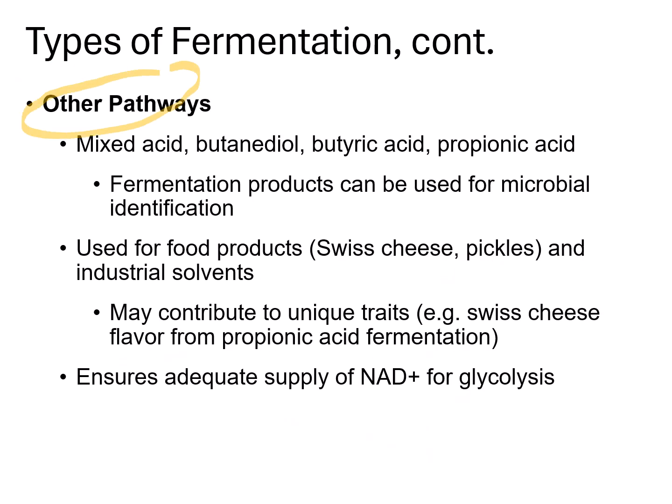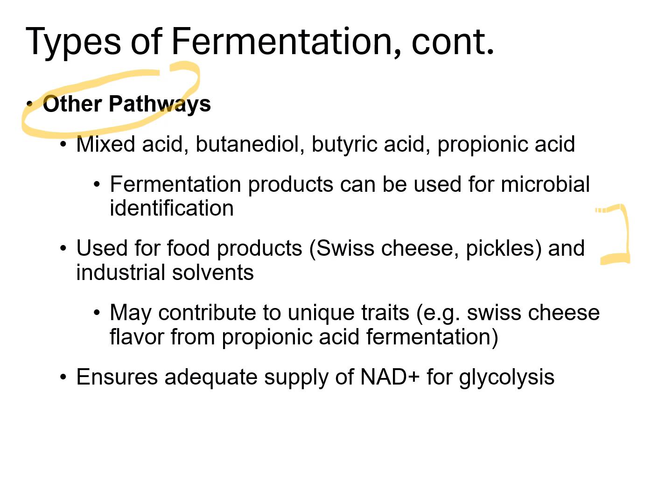And we also have other pathways of fermentation that produce different end products, like propionic acid in Swiss cheese, or acetone and butanol in some industrial solvents. Microbiologists can actually identify bacteria based on their fermentation products. So we're going to do that in lab. Fermentation products can be used to identify the bacteria we have. For instance, in detecting CO2 production or acetone production during butanediol fermentation. These are examples of labs that are coming up for our metabolic unknown.